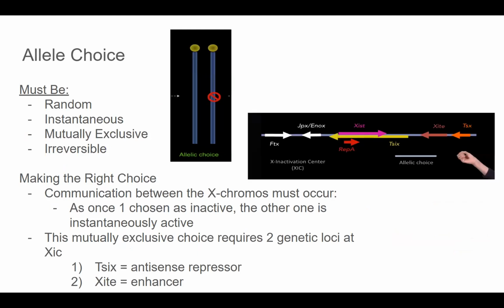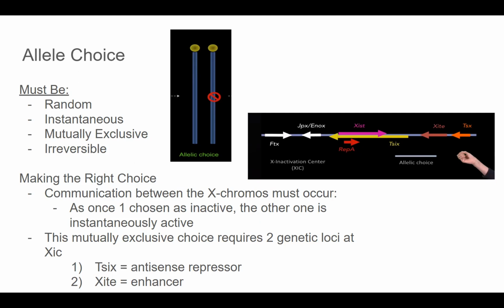So the second step is allele choice, and it must be random, instantaneous, mutually exclusive, and irreversible. So how do they make the right choice? Well, first we had to infer that some communication must have occurred between the X chromosomes, because once one is chosen as the inactive one, the other one is instantaneously active. They considered this a mutually exclusive choice that requires two genetic loci at the X inactivation center.